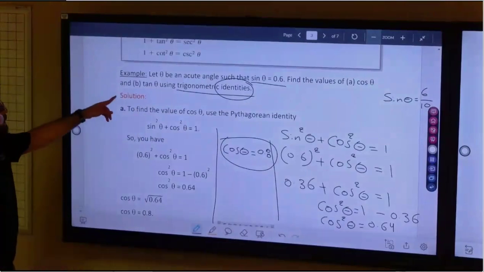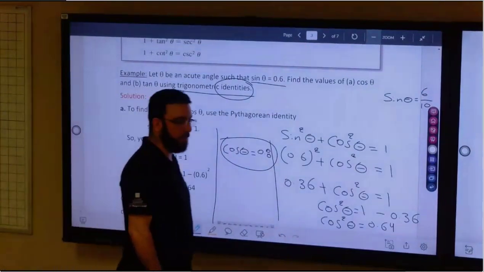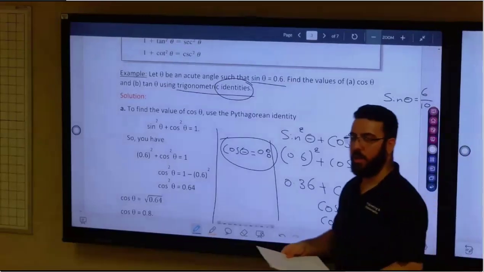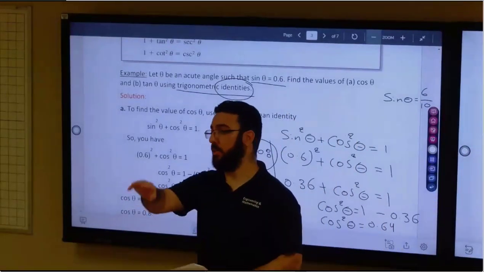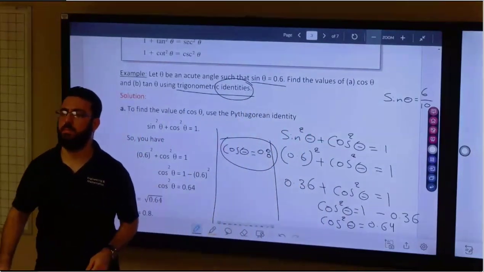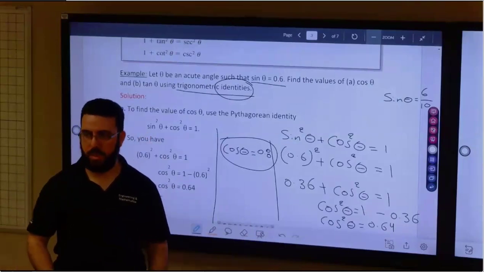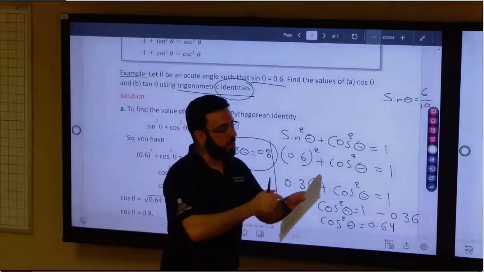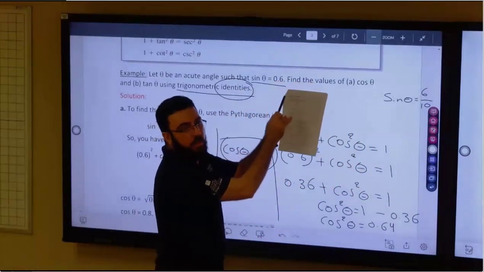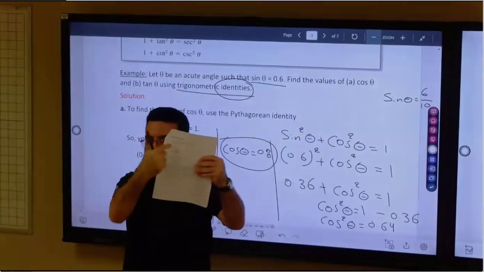Now, they ask you to find tangent. How are we going to find the tangent? By using the identities. When you get a decimal, do you have to round it? You don't have to. If they're telling you to round it, you're going to round it. If not, just keep it like this. Check here, what is it on page 3? Trig identities. That means all these are the identities.